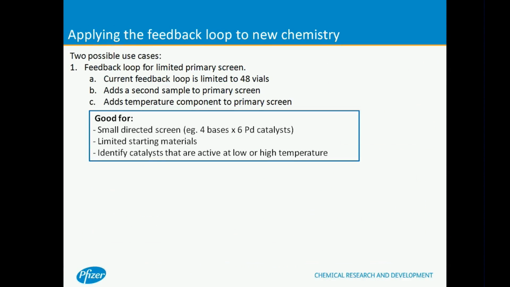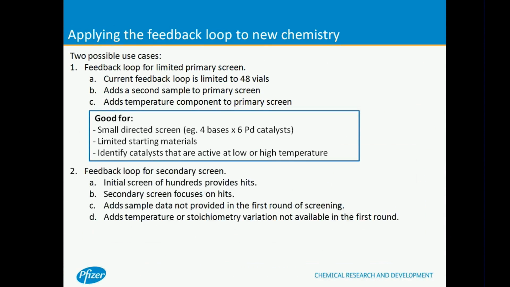So depending on your chemistry, what's already known about the chemistry, you might want to run a small screen. For instance, 4 bases and 6 catalysts. Or perhaps you have very limited starting materials. So 48 vials is as many as you can do. And this will really help us identify catalysts that are active at lower or higher temperatures because you have that temperature component built into the first screen. We've seen many examples where certain palladium catalysts, for instance, are very active at 50 degrees but don't work as well at 90, or the reverse case.